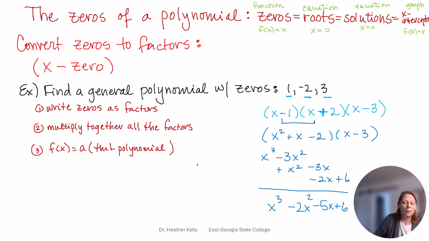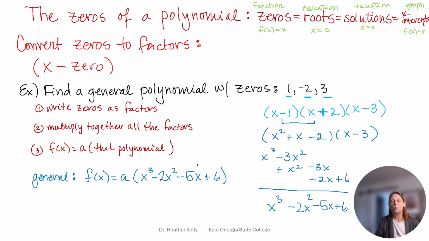So here we have a general form: f of x is equal to a times x cubed minus 2x squared minus 5x plus 6. Now this is general form because from these zeros, we can have an infinite number of polynomials. I can multiply this through by negative 1. I can multiply it through by 5. I can multiply it through by 537. It doesn't really matter because the zeros will never change. It's just the coefficients that will change.